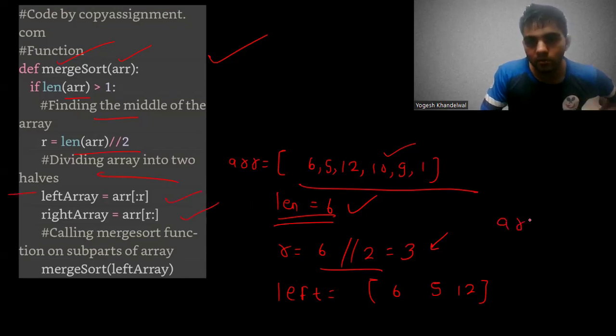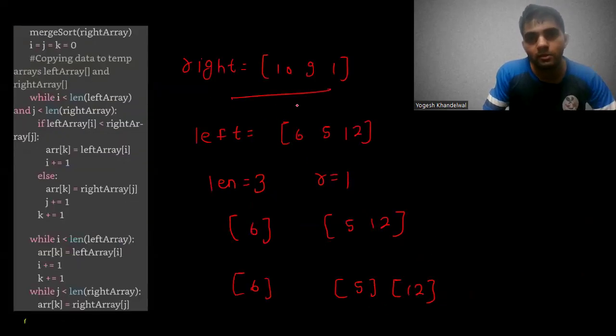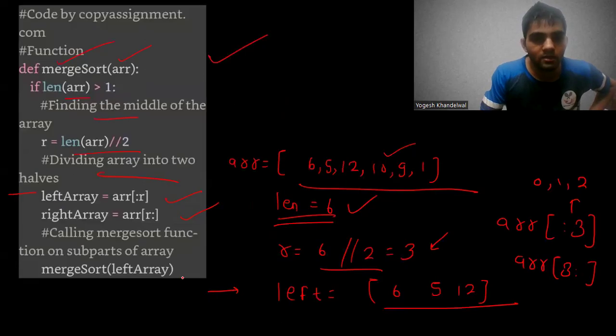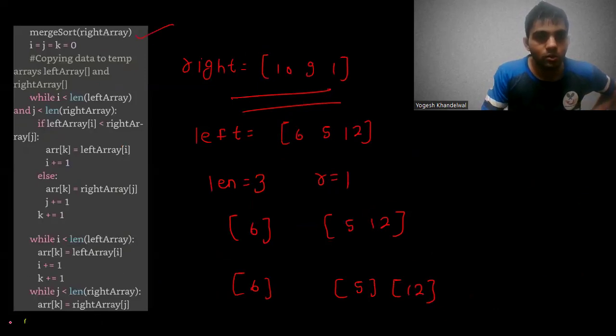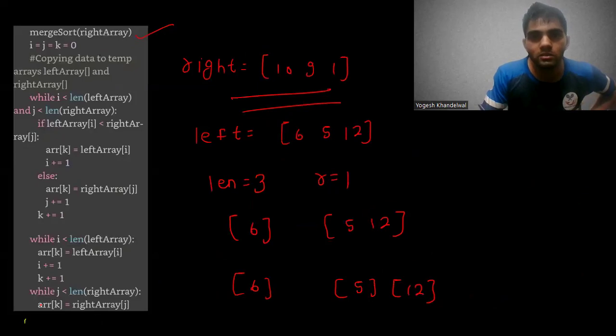Then we divide the array into two halves, the left part and the right part. So this means index 0, 1 and 2 elements, like 6, 5 and 12, come into the left part, and in the right part come 10, 9 and 1. Now we are recursively calling the merge sort function on the left array and on the right array. So our left array is this. So first we call on this.